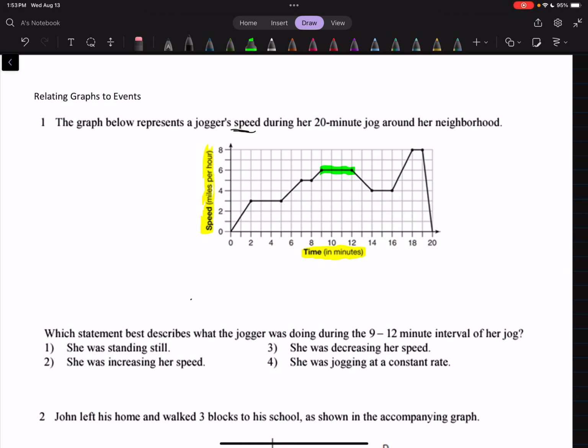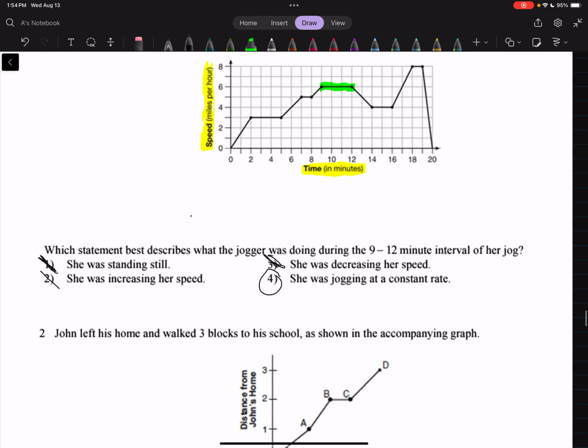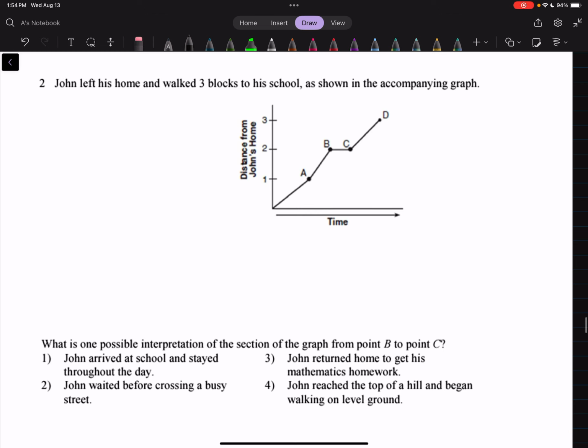This is speed on my y-axis, so she is not standing still. If it was distance, then you could say that. Since our y-axis is speed, we know she's not standing still, she's not increasing or decreasing, she is jogging at 6 miles per hour. All right, that one's done.